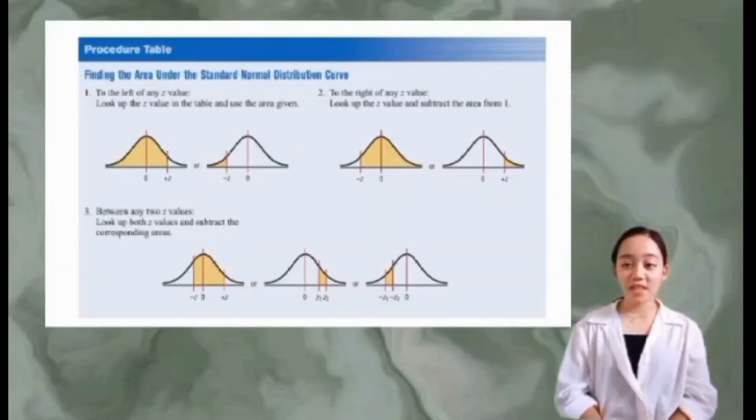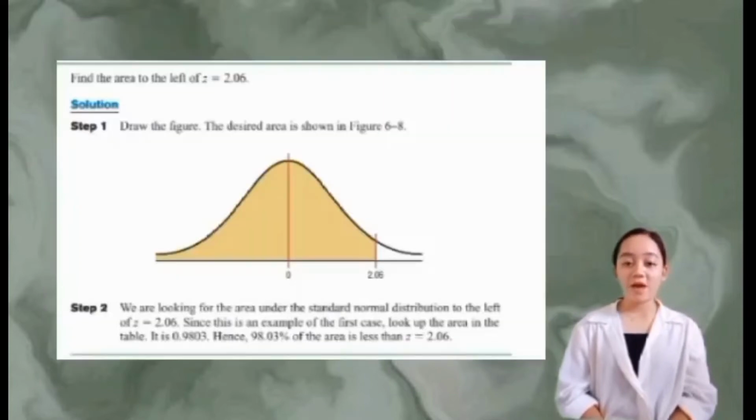Shown on the screen is the procedure table. Case 1. To the left of any z value, look up the z value in the table and use the area given. Here is an example for problem 1. Find the area to the left of z, which is equal to 2.06. We are looking for the area under the standard normal distribution to the left of z, which is equal to 2.06.